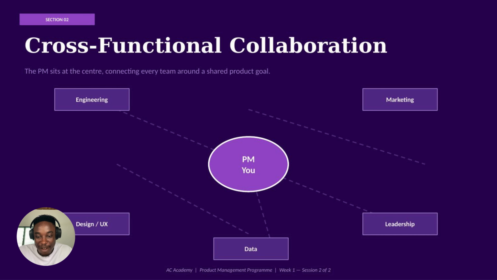So the diagram captures the product manager's position in a nutshell. You are not above any of these teams. You are in the middle of them. So the engineering, design, marketing, leadership, and data all operate in parallel. Without a product manager connecting them, each team would optimize for its own goals and the product will fall apart. So your job is to make sure that everyone is moving in the same direction, working toward the same product outcome.